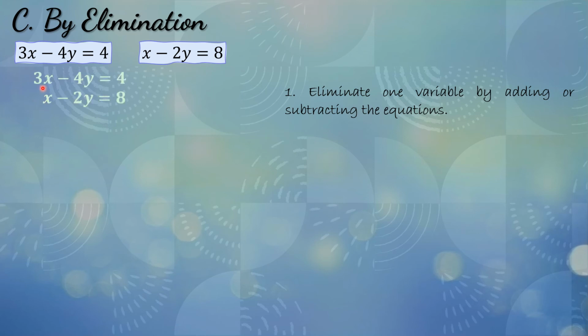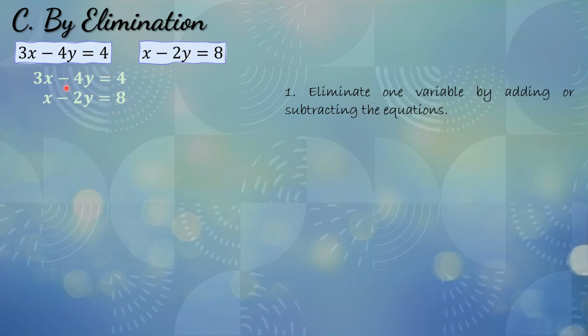Kung mapapansin nyo, magkaiba ng numerical coefficient ang dalawang variable x, magkaiba din ng numerical coefficient ang variable y. So, hindi tayo madaling makakapag-eliminate ng alinman sa dalawang variables. So, ang gagawin natin, kailangan gawin natin magkatulad ang numerical coefficient, it's either ng x or ng y. Kung gusto nyo magkatulad ang numerical coefficient ng dalawang x, so since may 3x dito, kailangan maging 3x din ito or negative 3x. So, ang pangalawang equation ay imumultiply nyo sa negative 3 or positive 3.